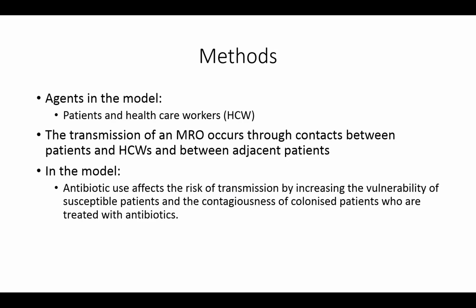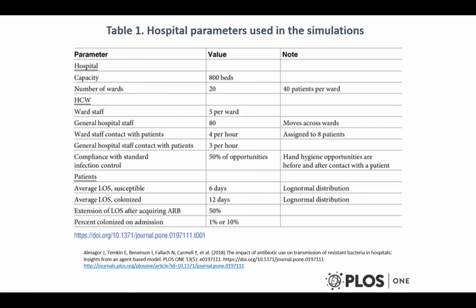So in the model that they used, antibiotic use affects the risk of transmission by increasing the vulnerability of susceptible patients and the contagiousness of colonised patients who are treated with antibiotics. So these are the parameters that they used in their simulations, and you could argue whether or not this is something that would be similar to the Australian setting. So they've said that their average hospital has 800 beds with 20 wards, 40 patients on each ward. The ratio of nurse to patient is about 8 to 1, so 5 nurses per ward. Lots of hospital staff that move across wards, and that would include all different staff.